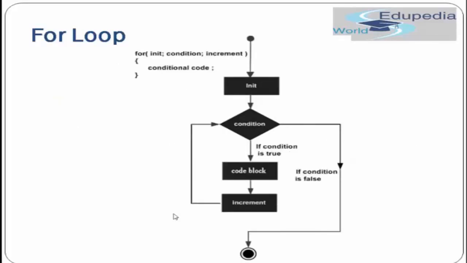So this is a diagrammatical representation. You can see how the syntax works. Firstly, in a for loop, the initialization is done. Then we have a condition. If the condition is true, we execute a code block. After executing the code block, we increment the for loop variable. After the increment is done, again the condition is checked. If the condition is true, again the looping happens, and if the condition is false, it comes out of the loop. So I hope it's quite simplified.